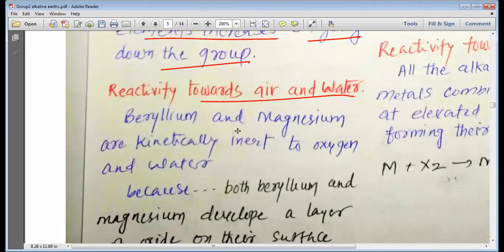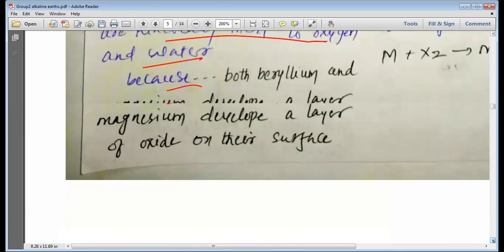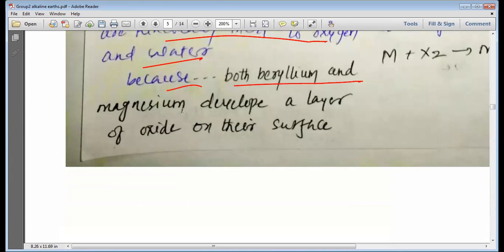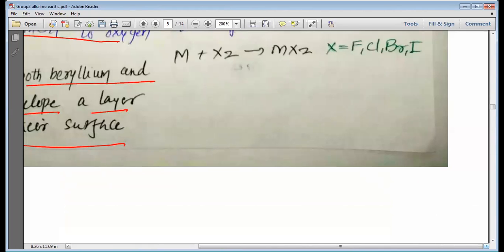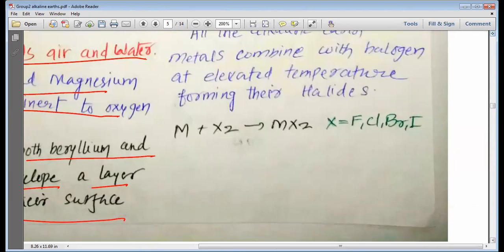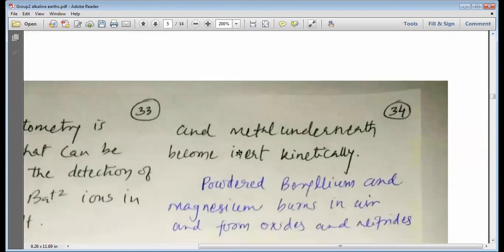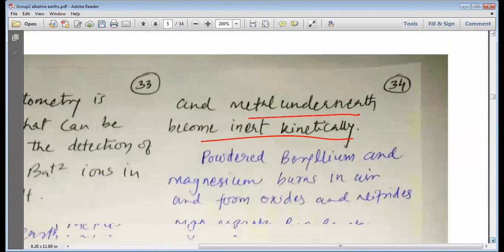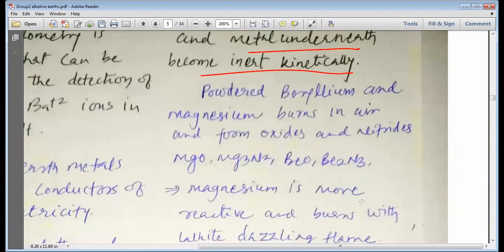Now, reactivity towards acids and water. Beryllium and magnesium are kinetically inert to oxygen and water. Why are they kinetically inert? Because both beryllium and magnesium develop a layer of oxide on their surface. This layer of oxide prevents the metal underneath from reacting with the air and water, and thus the metal underneath becomes kinetically inert, and that is why they are kinetically inert to air and water.